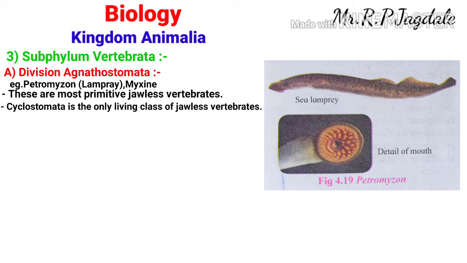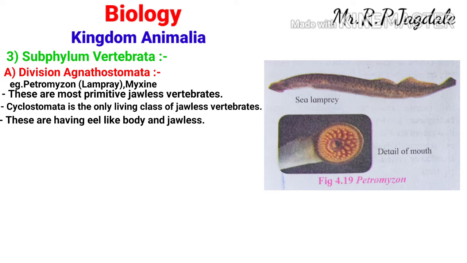In this division Agnathostomata, only one class is there of these jawless vertebrates, that is called class Cyclostomata. Because very few animals are included under the Agnathostomata division, only one class is there, called Cyclostomata. Now talking about the Cyclostomata or cyclostomes. Cyclostomes are jawless and have an eel-like body.